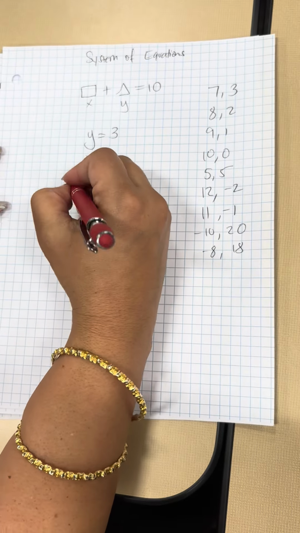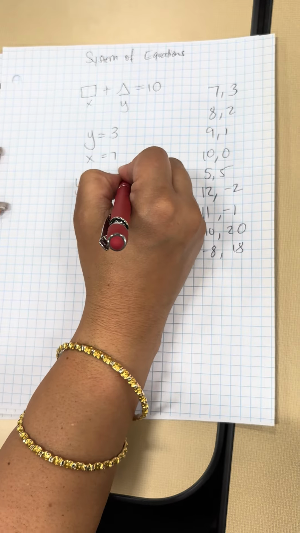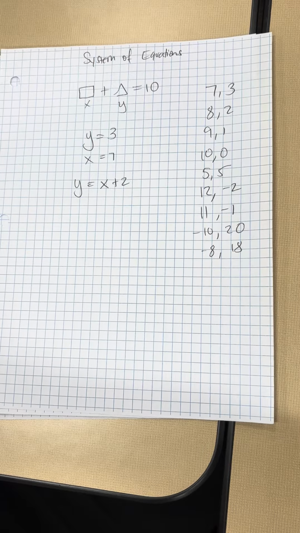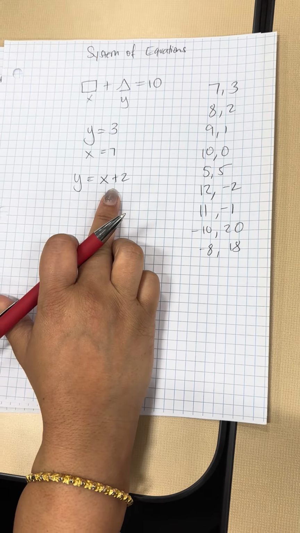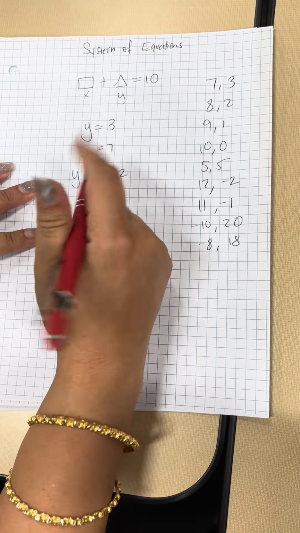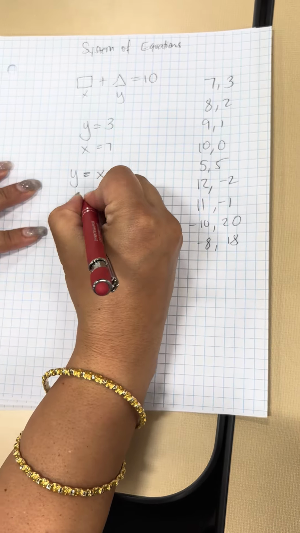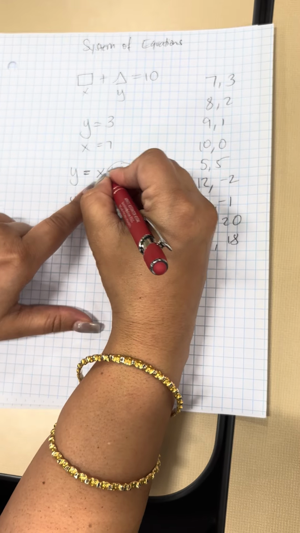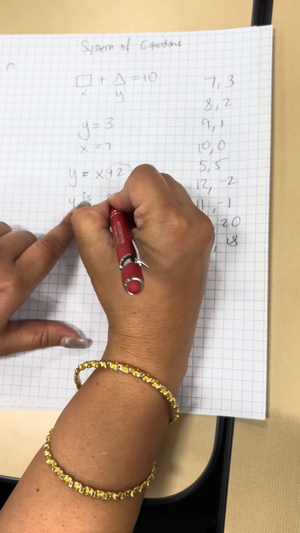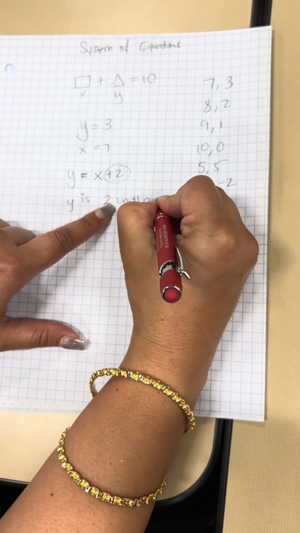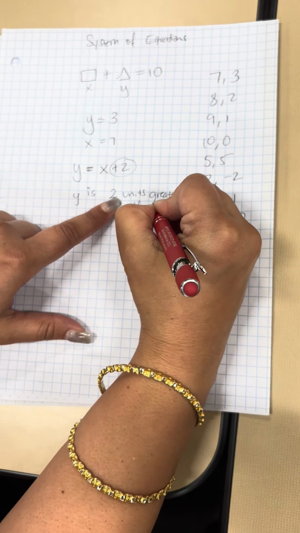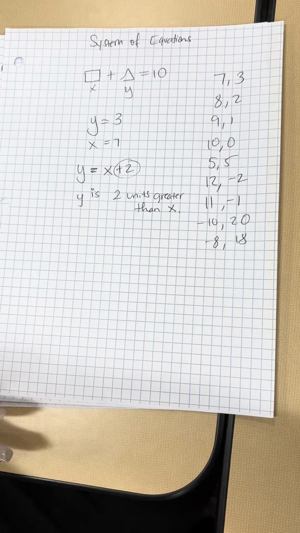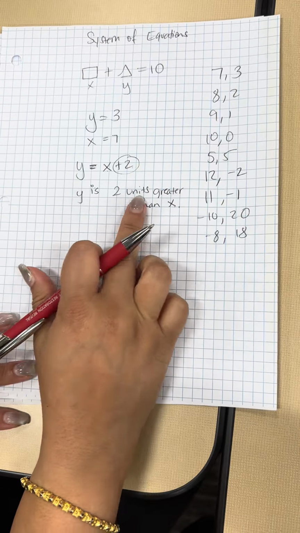Now, what if I tell you that y equals x plus 2? I'm not telling you exactly what y is, but I'm giving you a relationship. The word equals means is. So y is whatever x is, plus 2. So y is 2 units greater than x. Or you can use the greater than sign. Well, we're focusing a little more on addition here, but I like that you noticed that. y is 2 units greater than x.